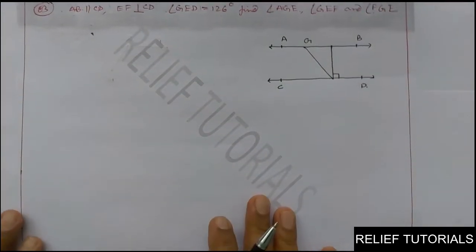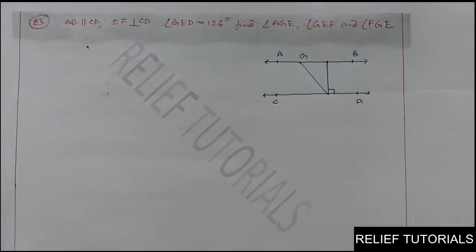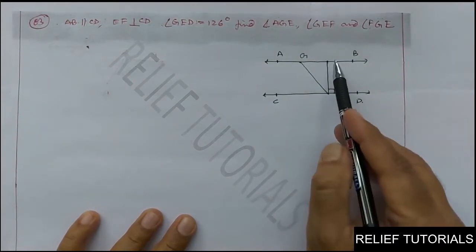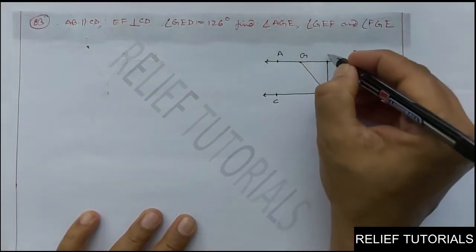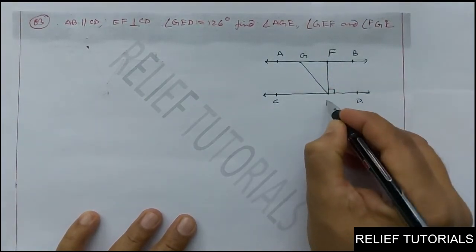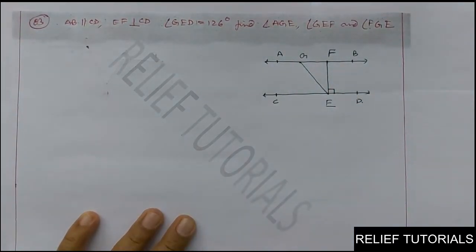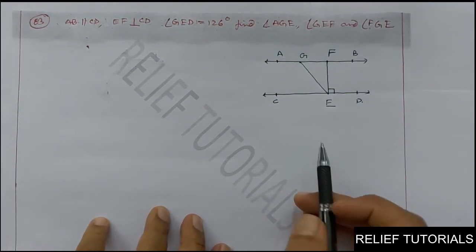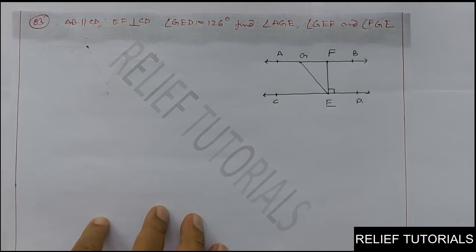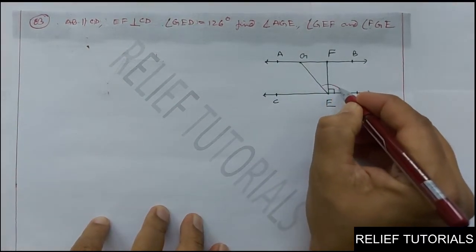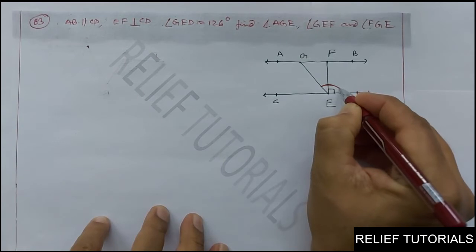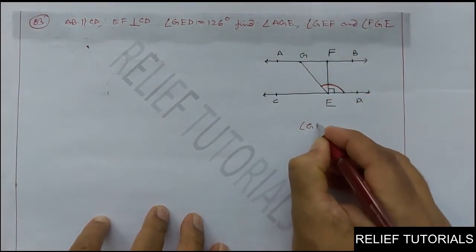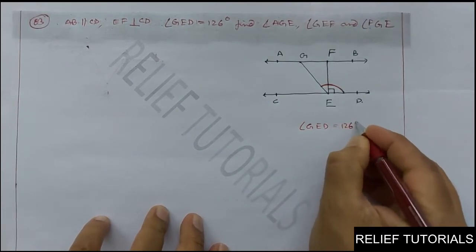Now look at question number 3. What is given, see here. AB and CD both are parallel, and this EF is perpendicular to CD. This is F, this is E. Angle GED is 126. See, this GED is 126. So angle GED is equal to 126 degrees.